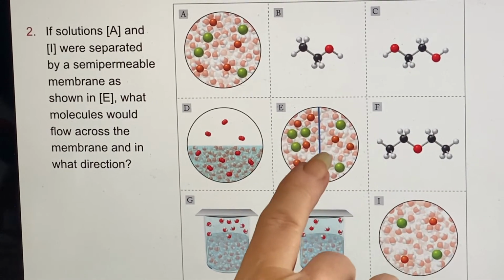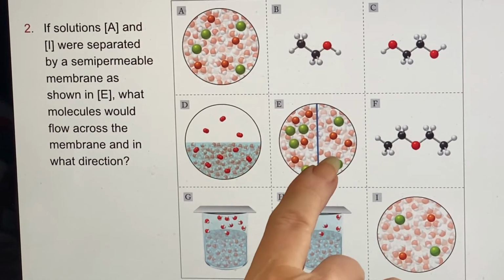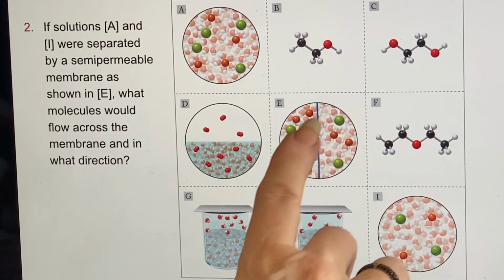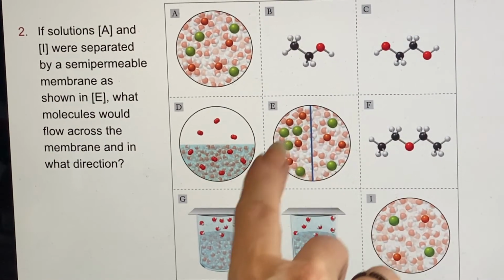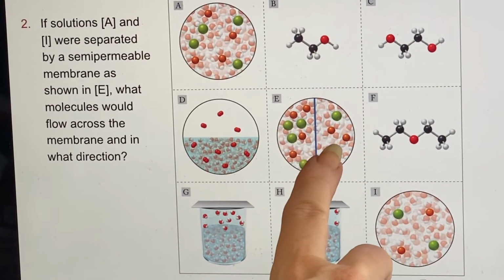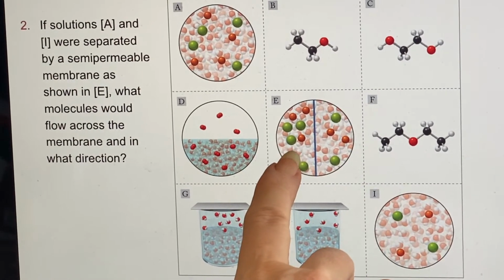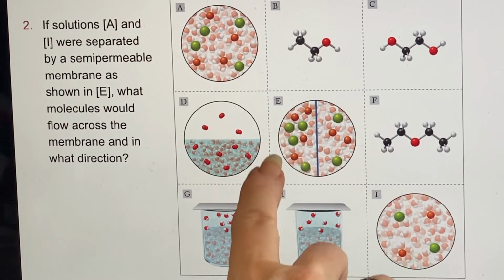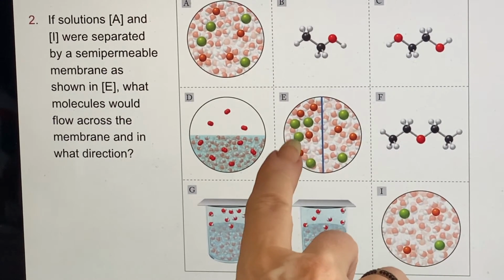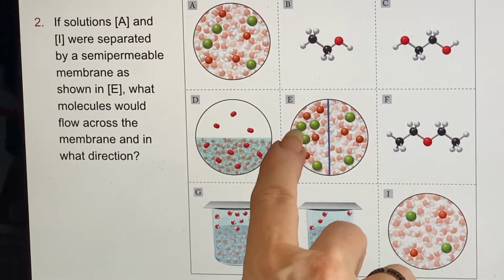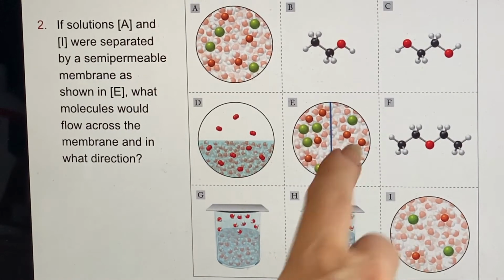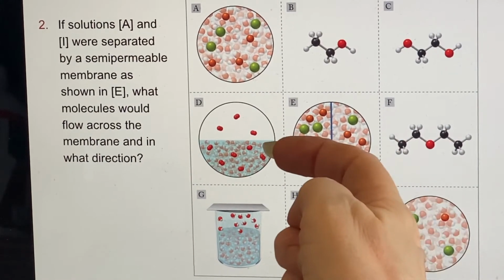Now, in what direction is it going to go? It's going to go in a way so that it will try to equalize the concentrations. So the water is going to have to flow in this way in order to make these particles be further apart because there's more water to spread them out. So water is going to go to the left.